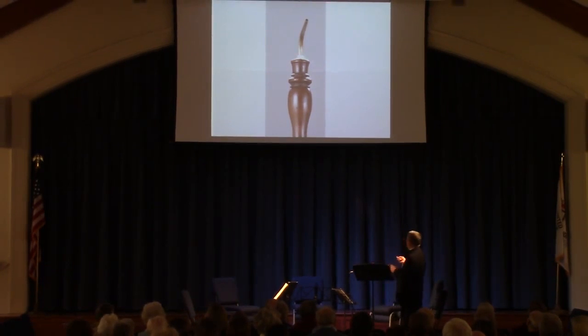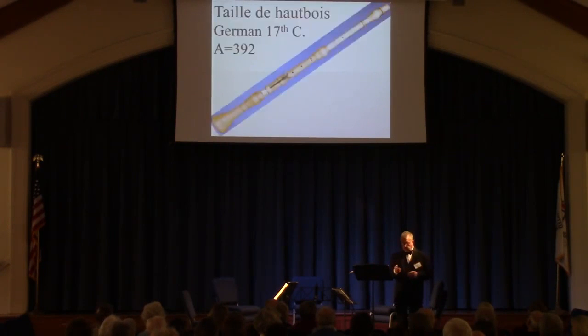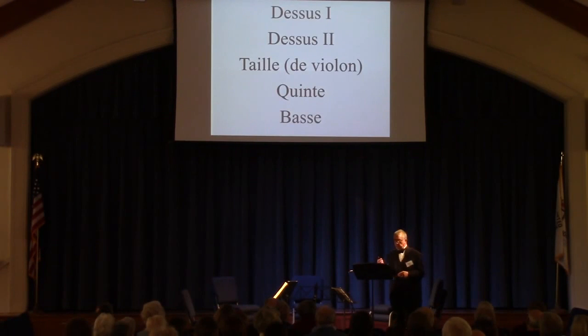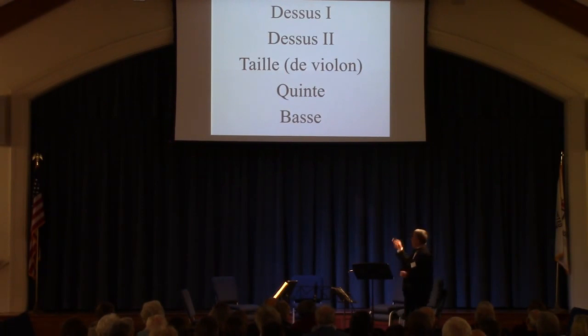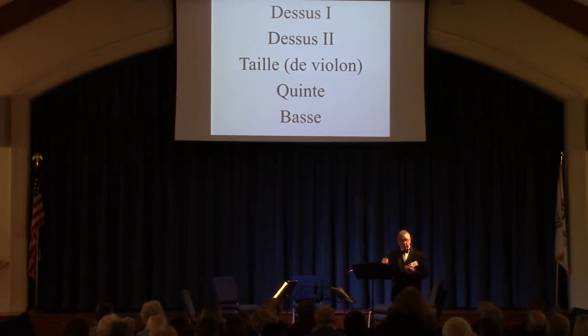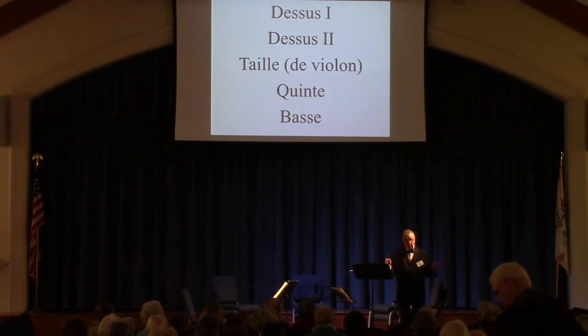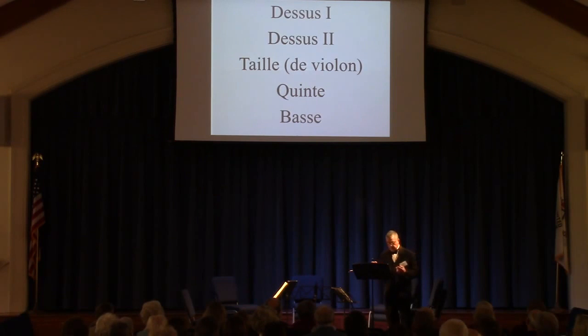Now, where did that name come from? Taille de bois. French instrumental music had the names of the various instrument parts. Dessus one, dessus means upper, higher. Dessus two, taille de violon for the stringed instruments. It just meant the larger member of the violin family. And then haute-contre and basse. So that's where the taille de bois got the name. It's not really the name of an instrument. It's the name of the voice part that it played.